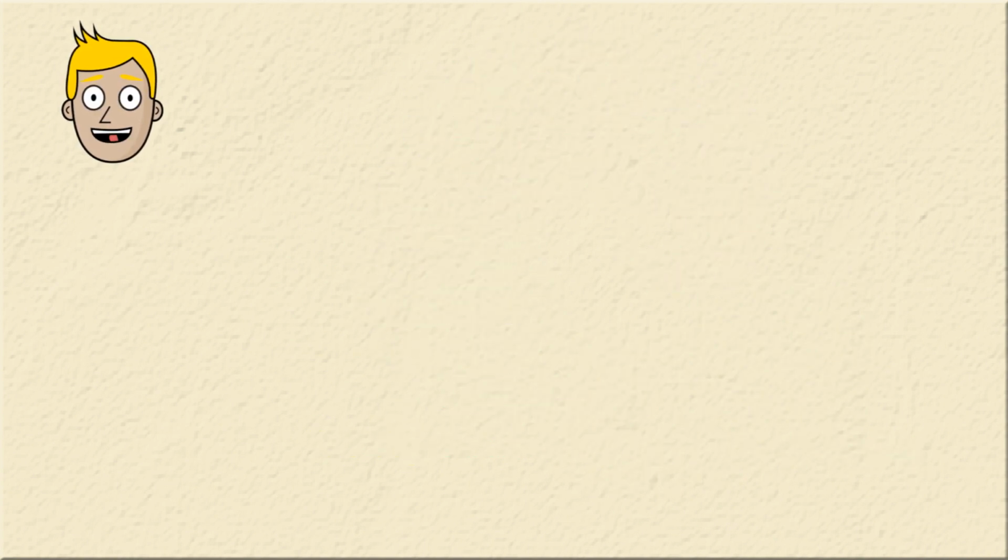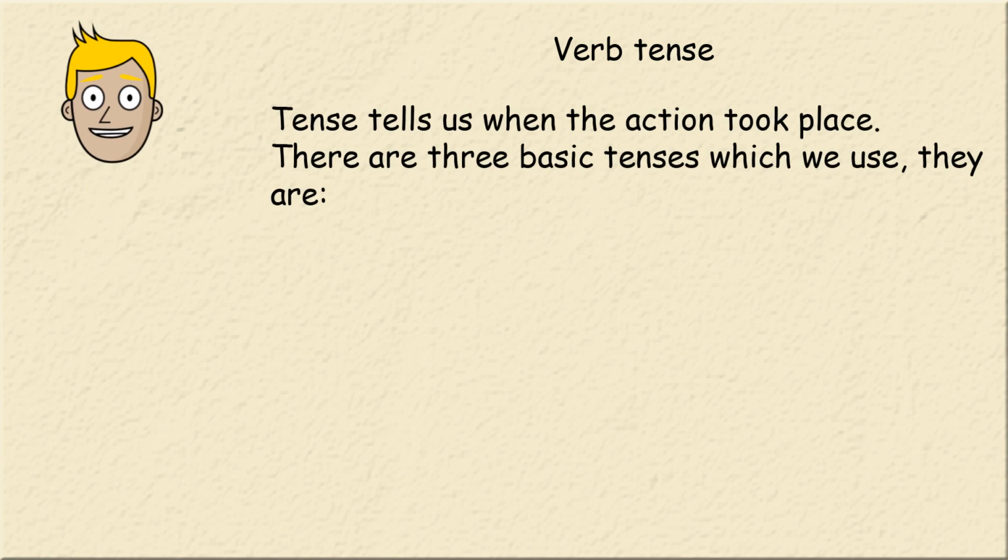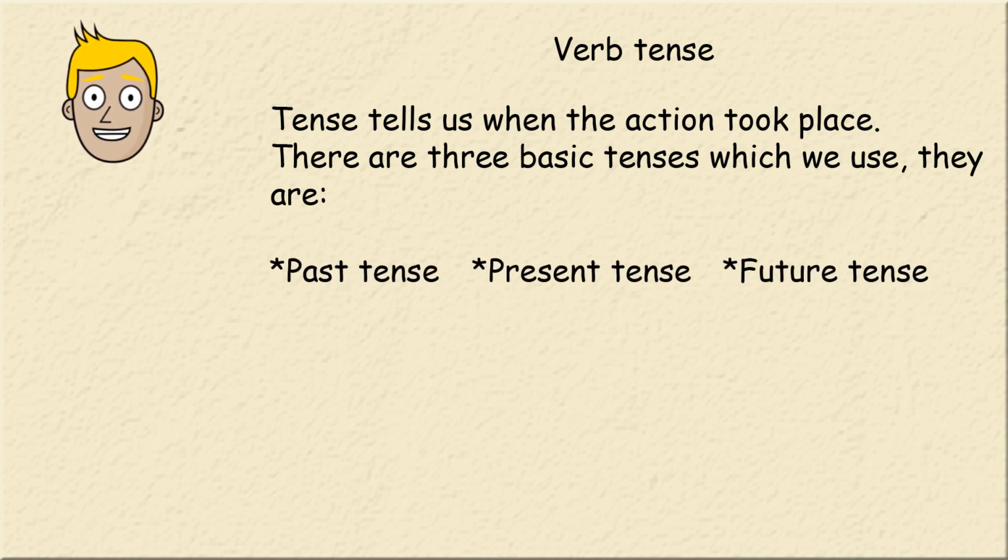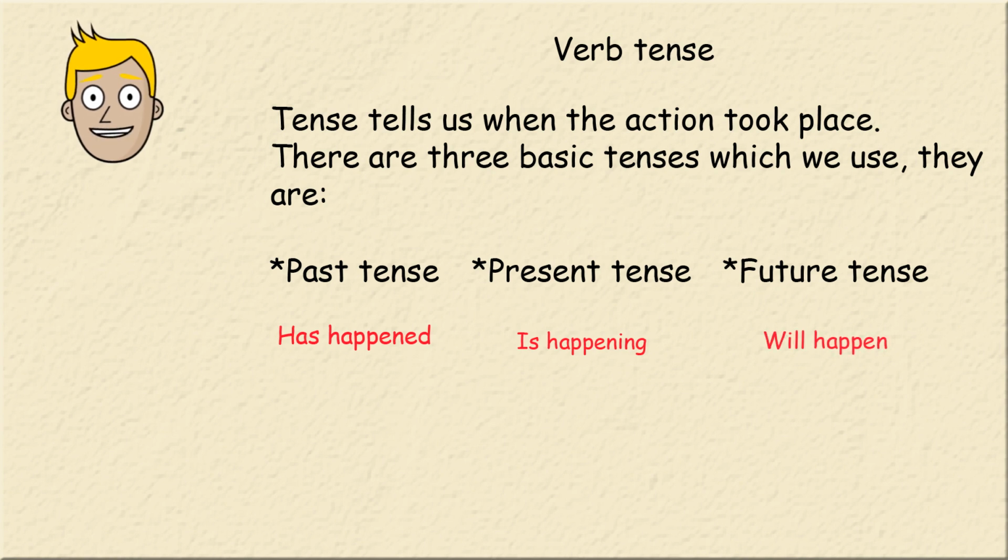Now let's move on over to verb tense. Tense just tells us when the action took place. There are three basic tenses which we use. They are past tense, present tense, and the future tense. The past tense tells us that something has already happened. The present tense tells us that it's happening right now. And the future tense tells us that it will happen at some point.